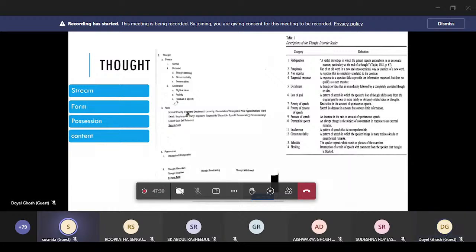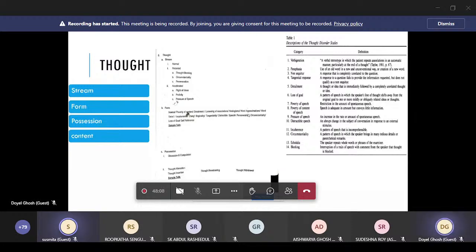Circumstantiality, we have discussed in speech, the same thing. Perseveration is when you have some idea which is persisting beyond the point of relevance. You are doing a task or you're thinking about something. Here we are talking about thought. So you're thinking about something beyond the point of relevance. It is not relevant anymore, but you're still thinking about it. You cannot help stopping it. So it is perseverating.